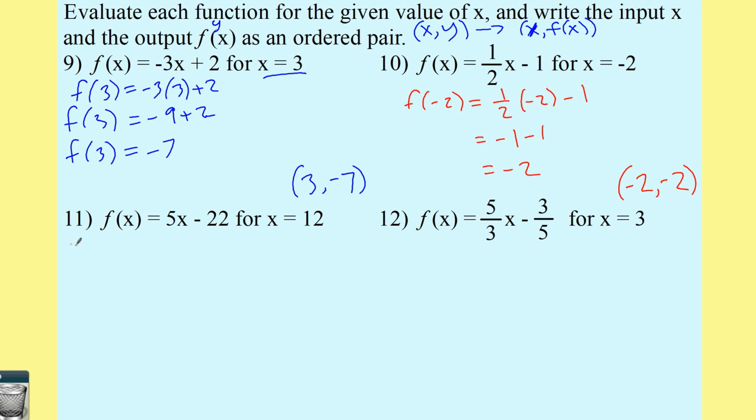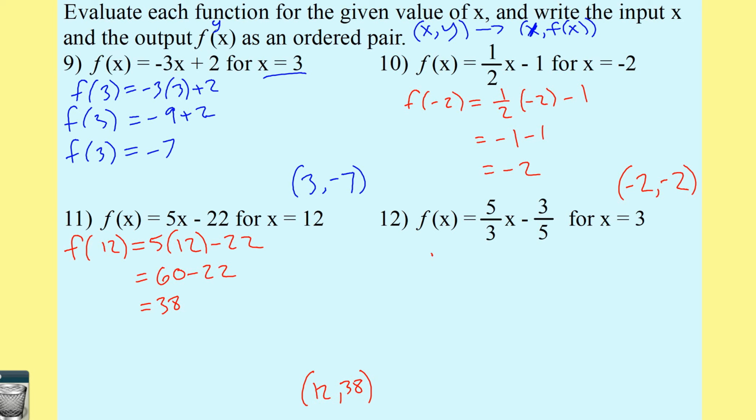All right, number 11. Again, we've got the 12, so that's our x value. Get our y value by plugging it in. 5 times 12 minus 22. So we get 60 minus 22. So 38.